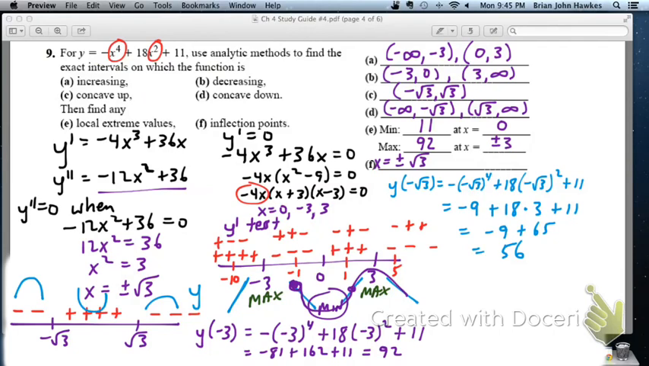Okay, did I get that right? 54 and 11 is 65. 65 minus 10 is 55, so minus 1. All right, so we have 56. So actually the coordinates of the inflection points would be plus and minus radical 3 comma 56. All right, so that kind of rounds out that problem, and that is plenty of work there.